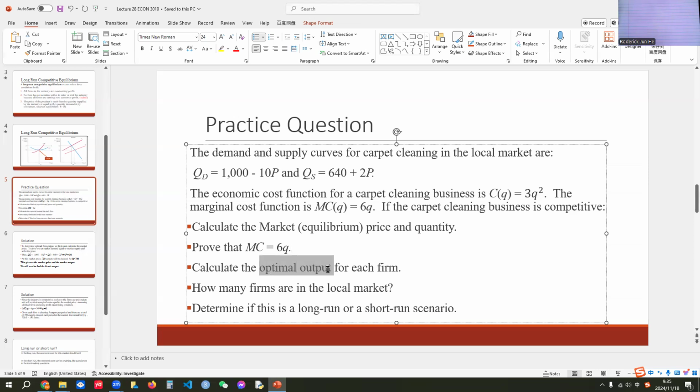So optimal output. What is the optimal situation for each firm? They're making their best profit, right? So optimal here means profit maximizing. And the profit maximizing condition is marginal revenue equals marginal cost. Then, how many firms are there in the local market? And determine if it is a short run or long run scenario. Let's look at them one by one now that I've introduced those conditions, and let me write down the conditions on my pad.